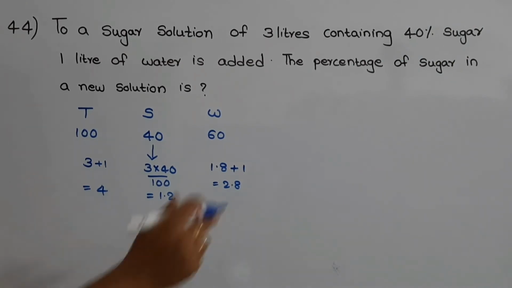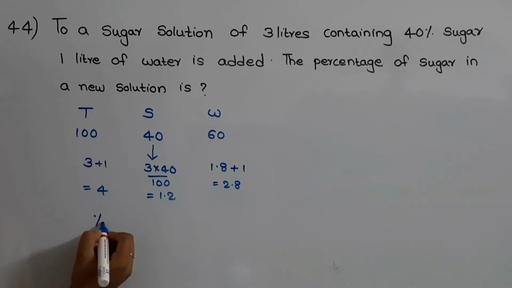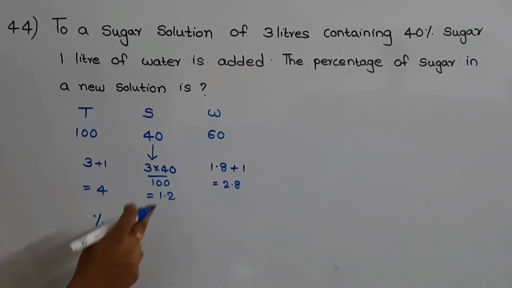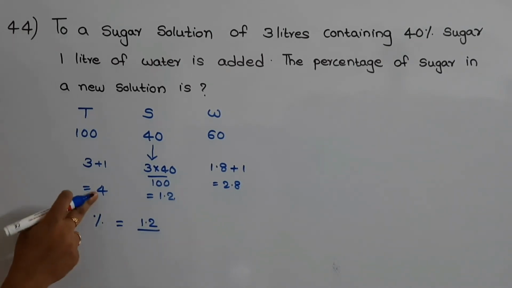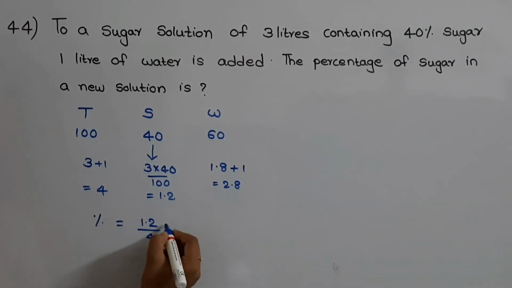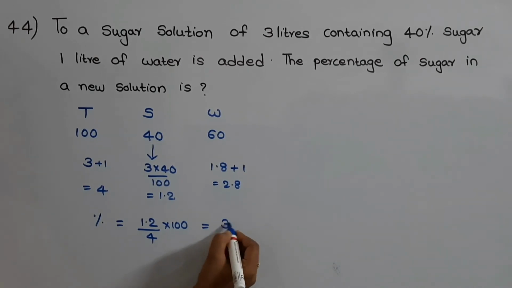So we need to find out the percentage of sugar in the new solution. The percentage of sugar will be equal to the quantity of sugar, that is 1.2, divided by the total quantity, that is 4, into 100. On solving this, you will get the answer as 30%.